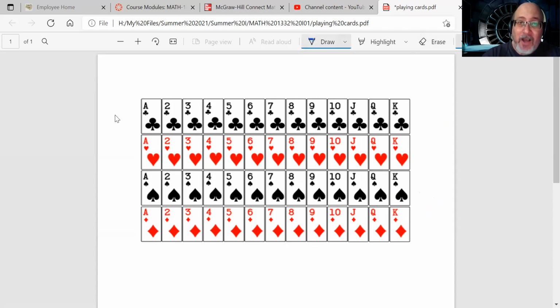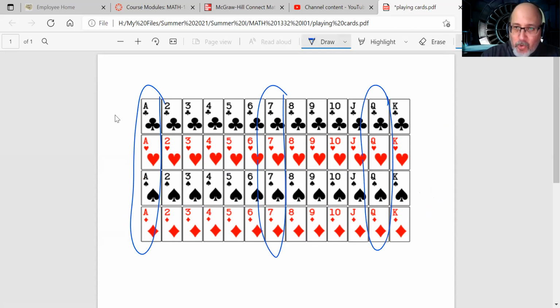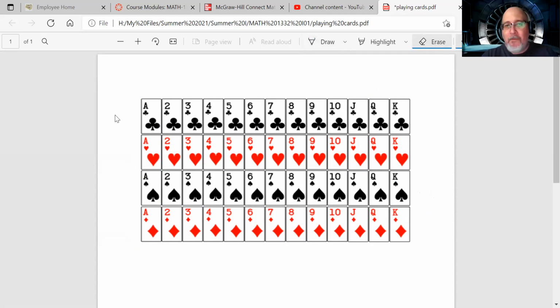The columns, by contrast, are organized by rank. This column is the aces, this column is the 7s, this column is the queens. Now, I will admit that in this diagram, the face cards do not have faces on them, but the face cards are the jacks, queens, and kings, so there's 12 of them.